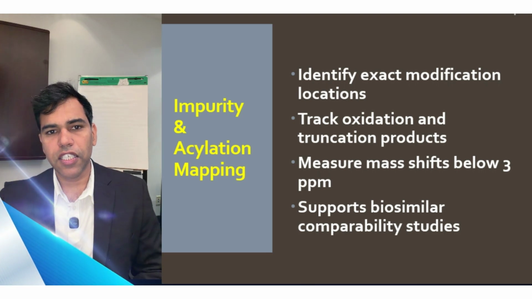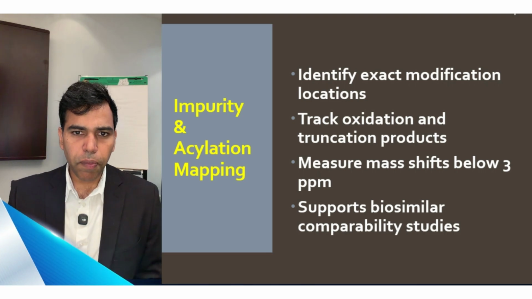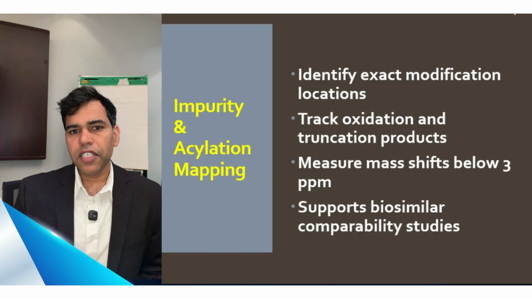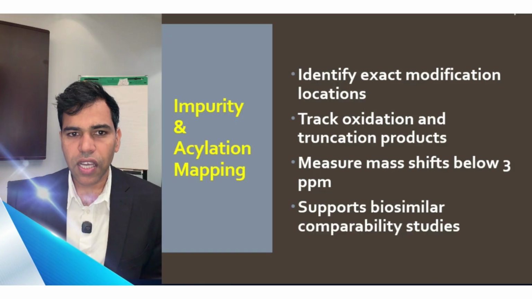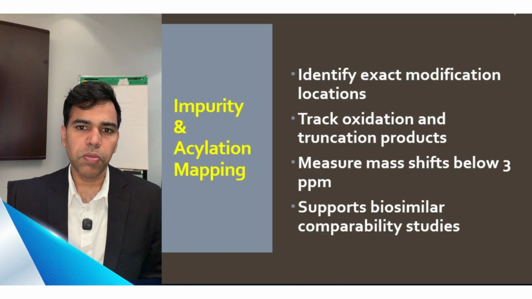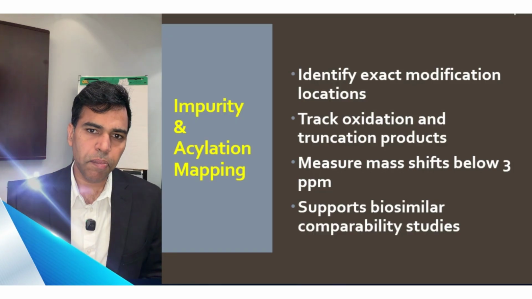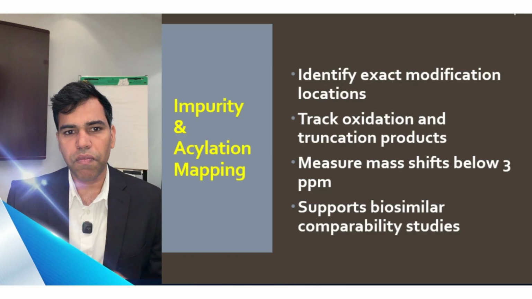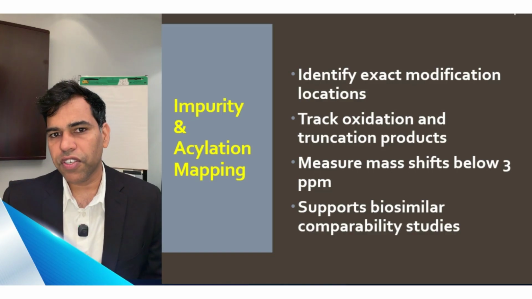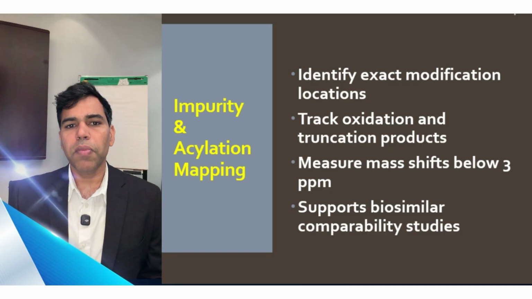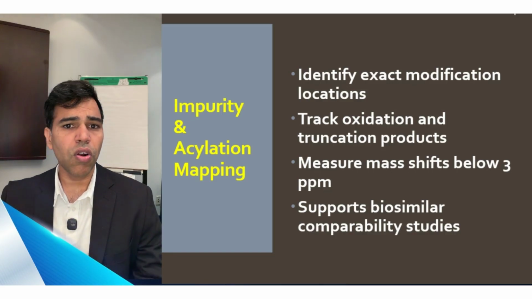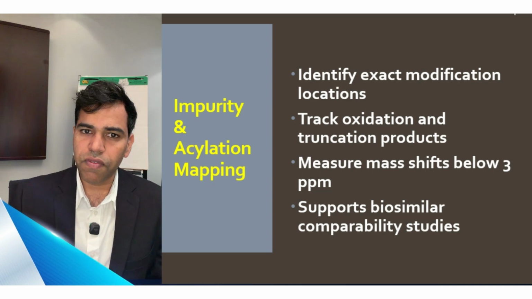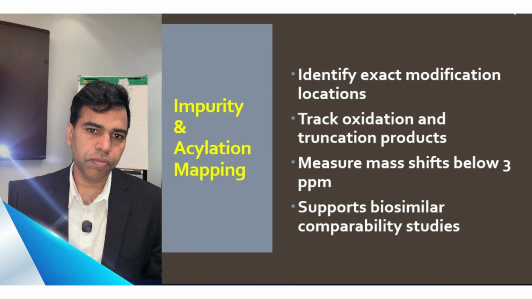Impurity and acylation mapping. For biosimilar programs specifically, the ability to identify exact modification sites and measure mass shifts below 3 ppm is what separates a characterization package that withstands scrutiny from one that generates a deficiency list. Impurity mapping and acylation confirmation are not supplementary data, they are the evidentiary core of a comparability argument.